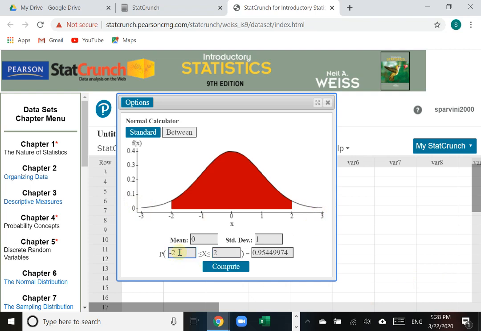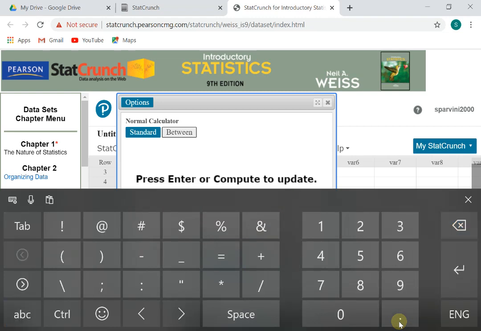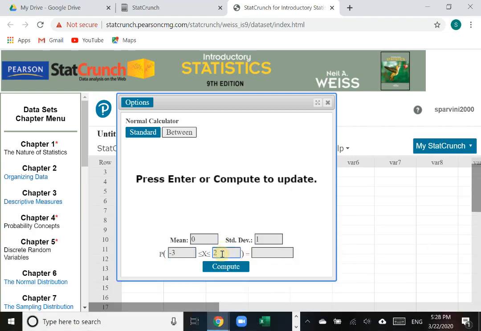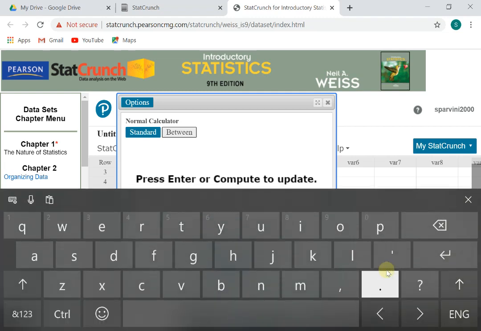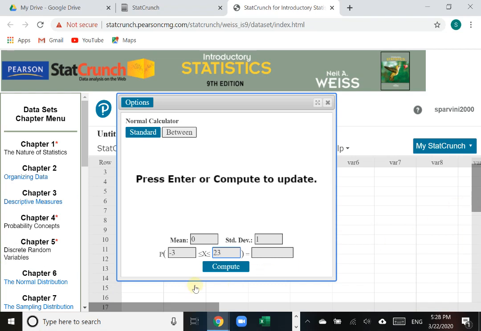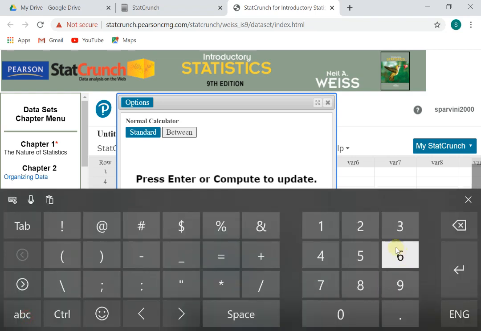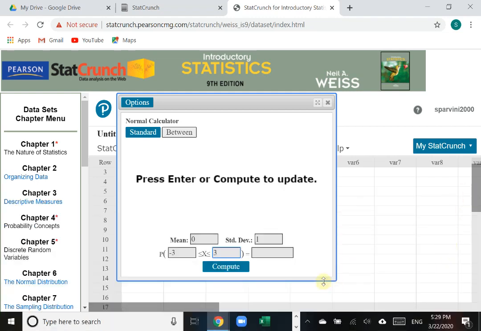Let's change these numbers to negative 3 and 3, and you'll see something interesting. So that's negative 3, and let me put 3 here. Let me bring up my keyboard, and this is gonna be 3. Ooh, 23. Ooh, that's too many. Okay, let me go back. I forgot to backspace. 1, 2, and that's gonna be now 3 deviations, and there you go.